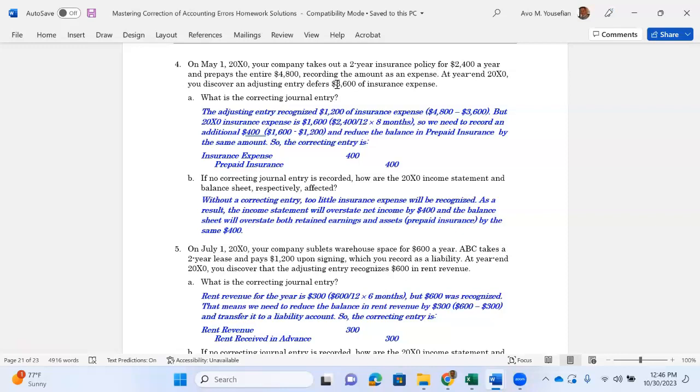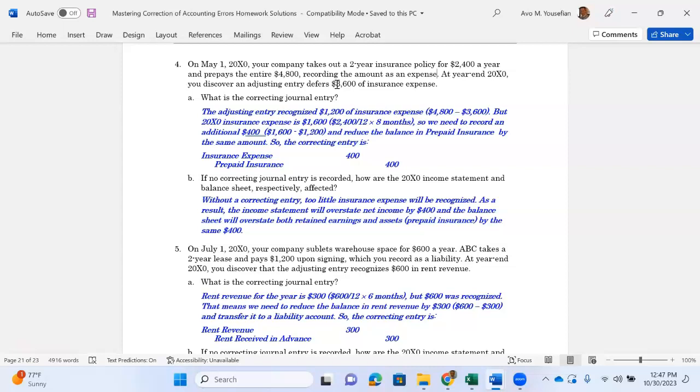Now you are thinking, okay, how much insurance expense do I need anyway? So let's calculate that. You purchased this on May 1st, so May is included: May, June, July, August, September, October, November, December. That's 8 months of insurance, right?